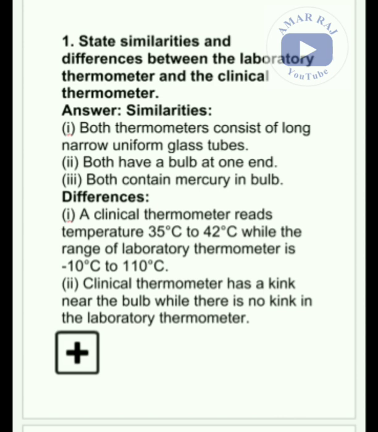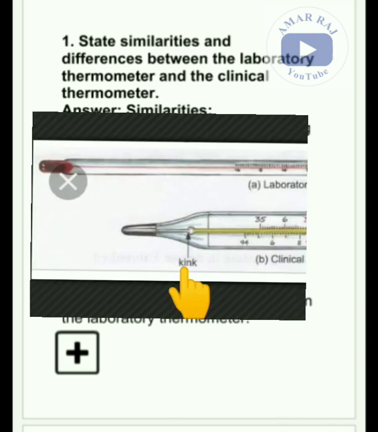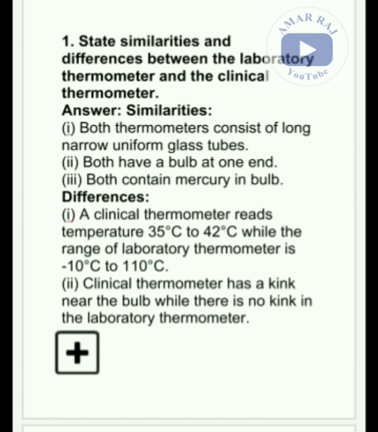And difference number 2 is about the kink. You have studied that a clinical thermometer has a kink near the bulb. Kink is also called constriction, which is a narrow bend near the bulb of the clinical thermometer, which is not in the laboratory thermometer. So this is a point of difference. During our study, I also focused on these differences.